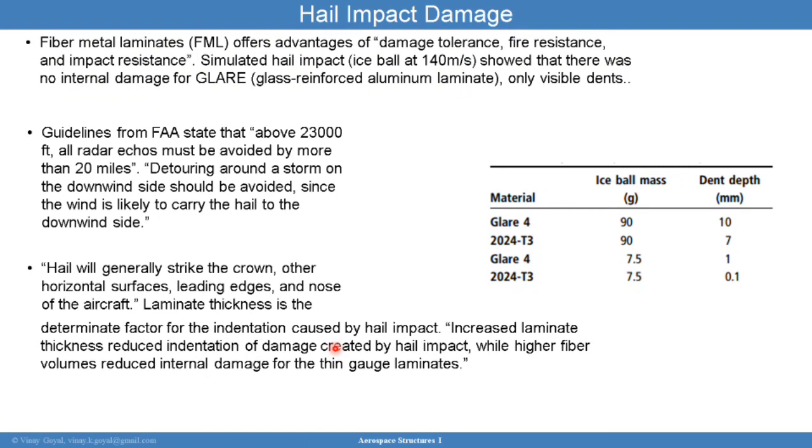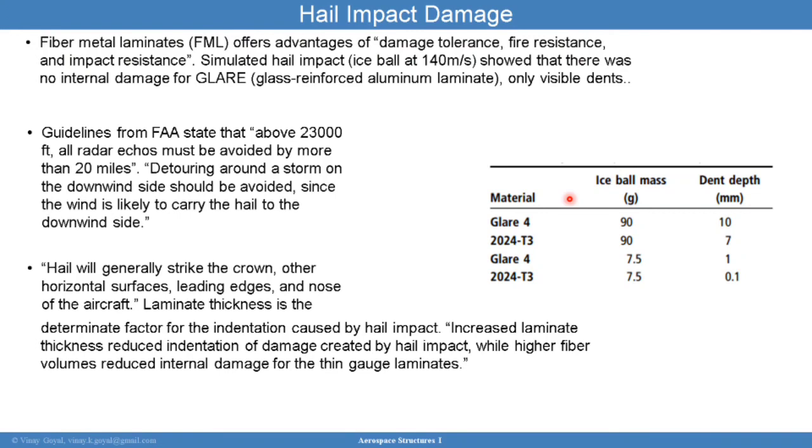Fiber metal laminates do offer advantages when it comes to composites in terms of damage tolerance and fire resistance and impact resistance. They've simulated hail impact on GLARE, which is a glass reinforced aluminum laminate, and they could only see visible dents. So here's a GLARE panel with an ice ball of 90 grams, and there's a dent of 10 millimeters. And it's very similar to aluminum 2024, not too different. With GLARE, again, 1 millimeter depth. So with composites, you will see much more damage, but fiber metal laminates is one approach being used to resist hail damage.